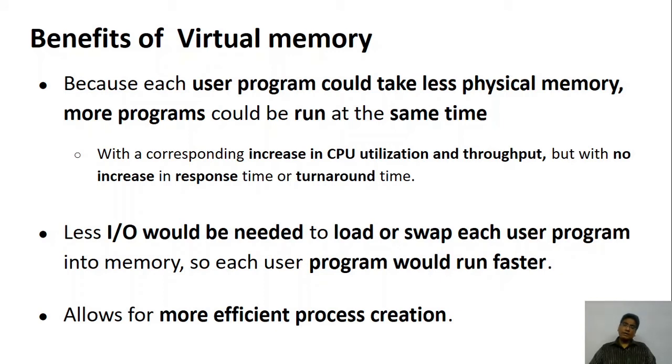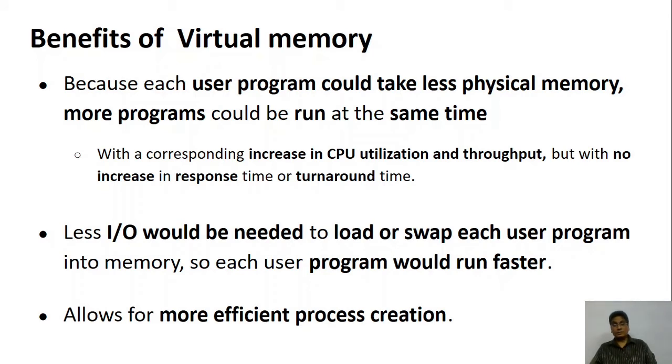Next one is less input output is required. During swapping, we have already seen that the entire program is swapped to the disk or written out from the disk. Now instead of writing the entire program and reading it back, we can read only the part of the program that is really required and then write back if it is required. Because we are reading only a part of the program, only what is required, we can definitely improve upon the input output.